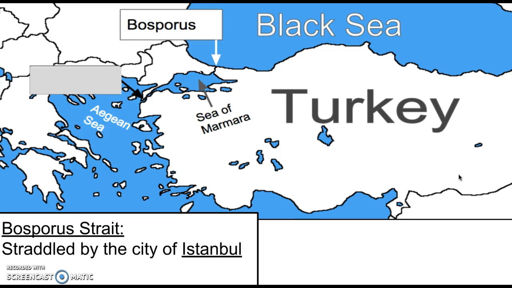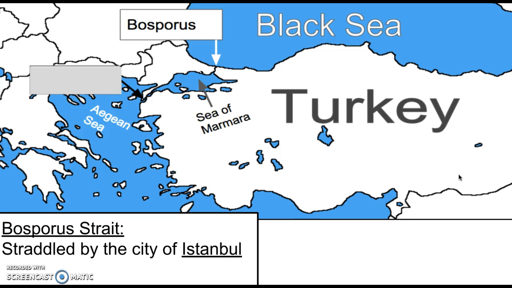Now, as we look at specific physical features that are unique to the region, we first want to start with straits. A strait is a thin, narrow body of water that connects two other bodies of water. And in the country of Turkey, they actually have two straits that are controlled by them. If you haven't had a chance to label this on your map, this might be a good time to get that out.